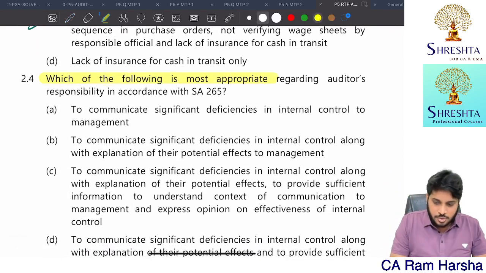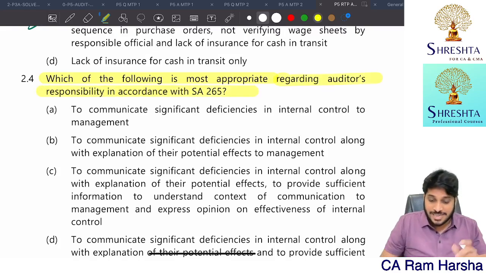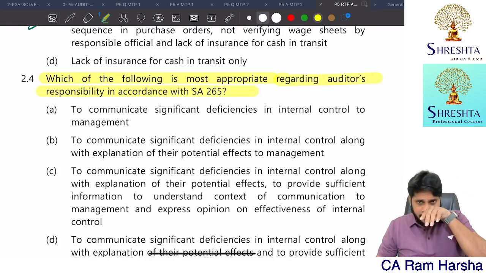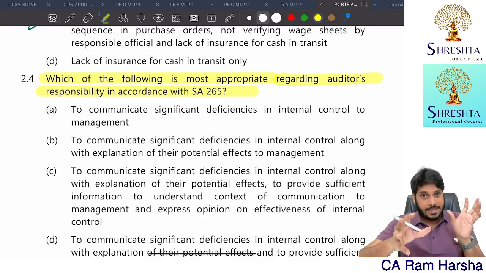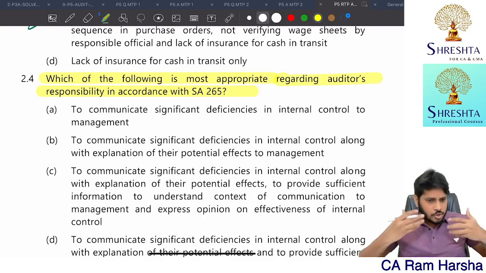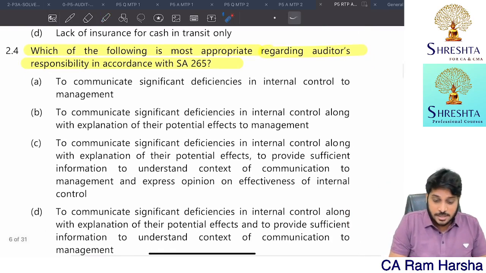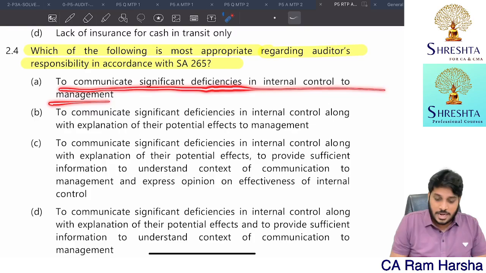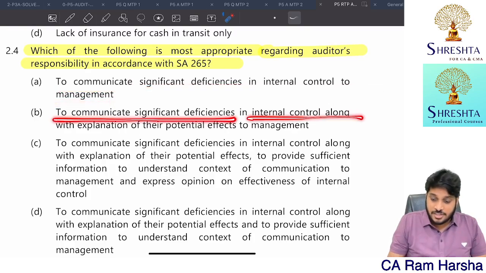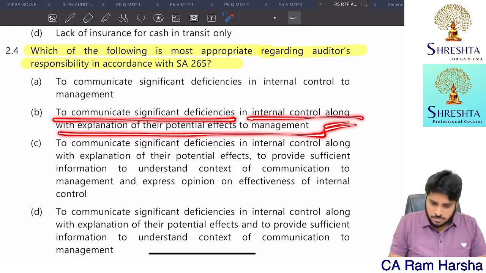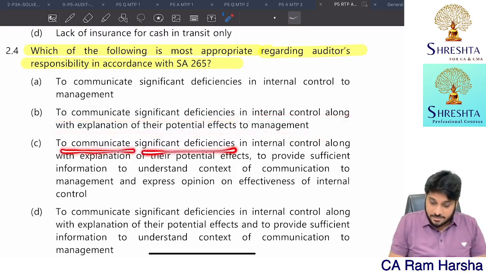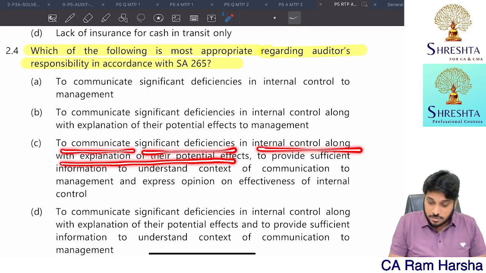Which of the following is most appropriate regarding auditor's responsibility in SA 265? When you have significant deficiencies, you have to communicate the significant deficiencies along with the potential impact. Getting it? You have to communicate with the management. You have to give discussion so that they'll understand better. SA 265 question: to communicate significant deficiencies to management. To communicate significant deficiencies in internal control along with explanation of the potential effect, that is also correct.